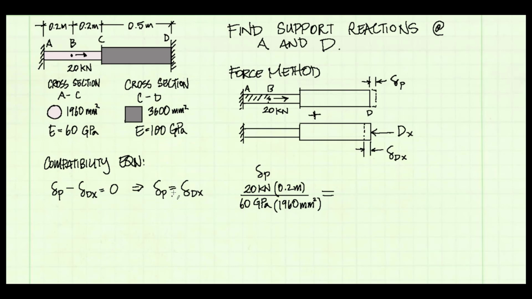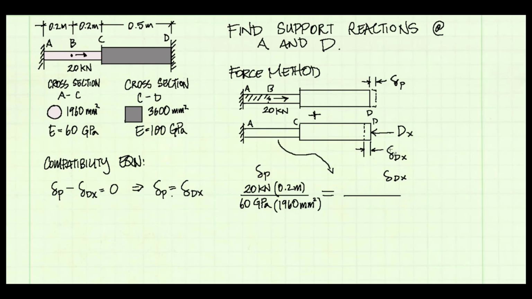Now on the other side of our equal sign is delta Dx. Now delta Dx is caused by this force Dx, which is being felt through the whole rod from D all the way back to the support at A. And since that rod changes both shape and modulus, I'm going to have to split my delta Dx equation into two terms. One from A to C, and then the other from C to D. So I'll look at A to C first.